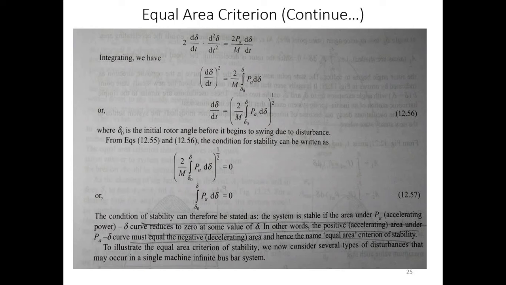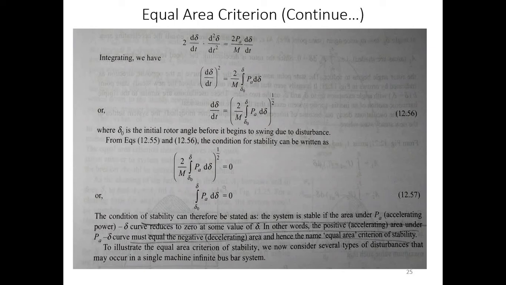From this we can write the condition of stability as: the system is stable if the area under the Pa accelerating power versus del curve reduces to 0 at some value of del. But the area under the Pa-del curve consists of two parts, accelerating area and decelerating area. Hence, in other words, the positive or accelerating area under the Pa-del curve must be equal to the negative or decelerating area, and hence the name equal area criteria.